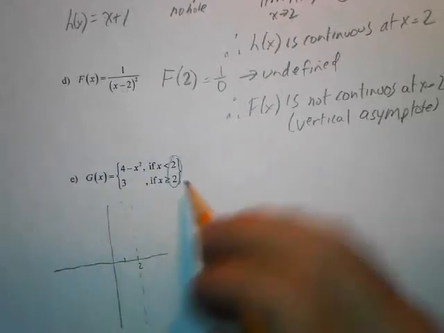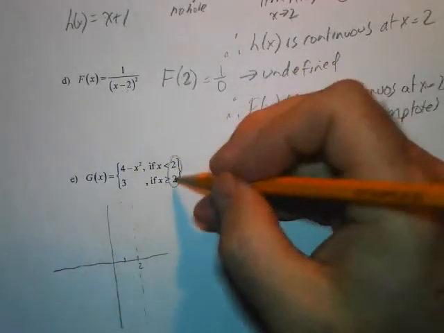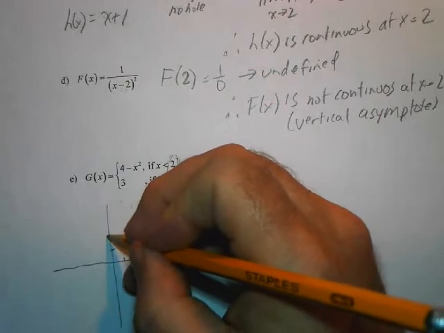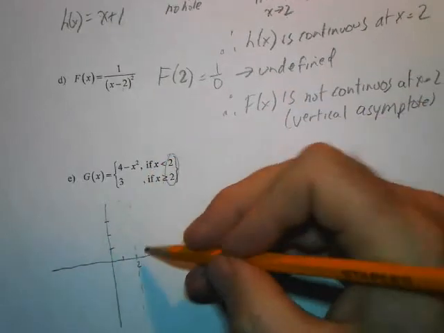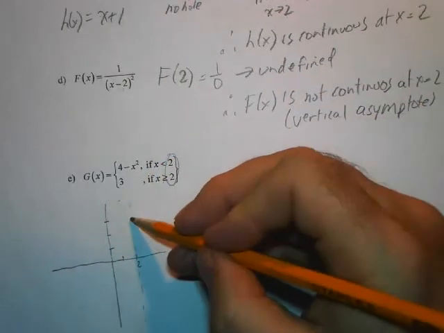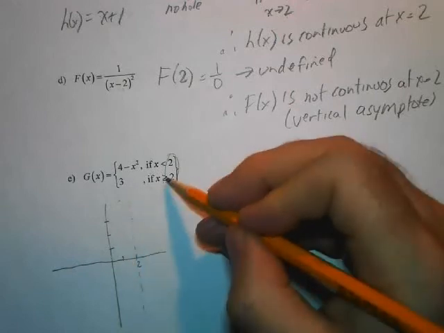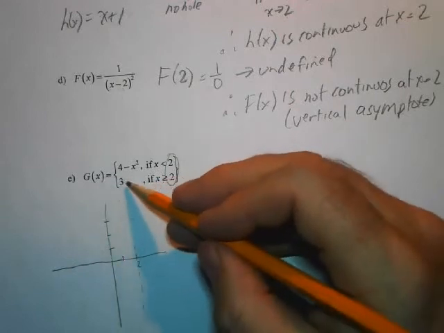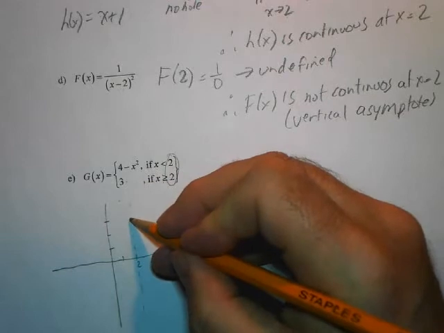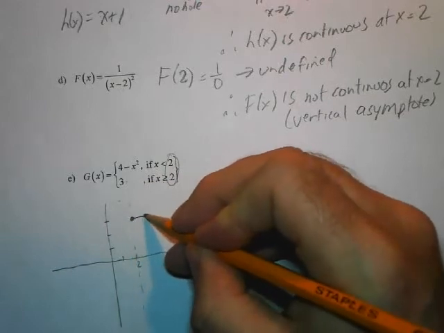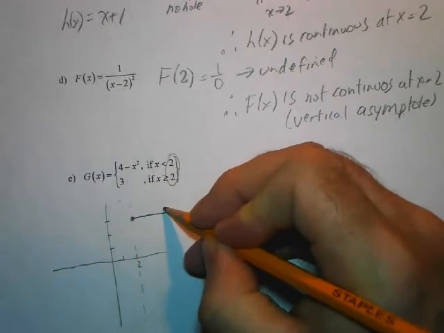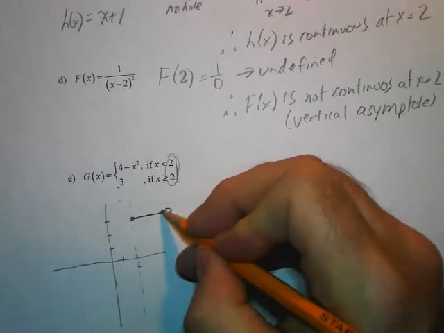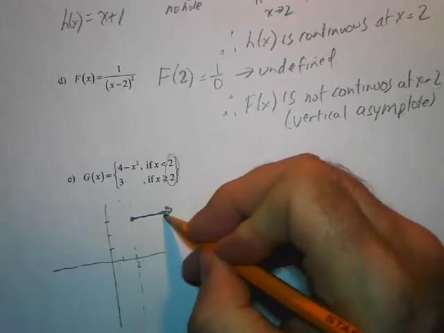So basically if x is equal to or greater than 2, so beyond this point, the function is always going to have a value of 3 when x is greater than or equal to 2. So that's one piece of the function there.